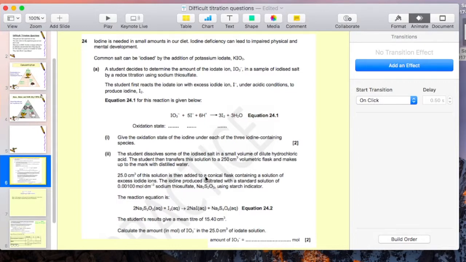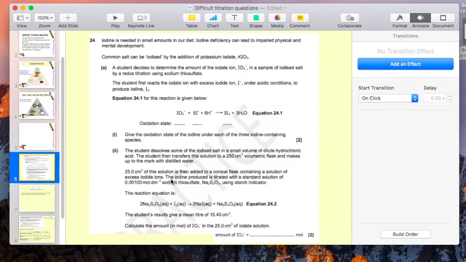Well, if I have a look at the question carefully, it says here, iodine produced is titrated. Okay, so the student is basically carrying out this reaction with an unknown quantity of iodine that's come from this unheard of sodium iodate. And he's produced some of that. But it's this that we're going to titrate. The iodine is going to be titrated, and it tells you what we're going to titrate it with: sodium thiosulfate.